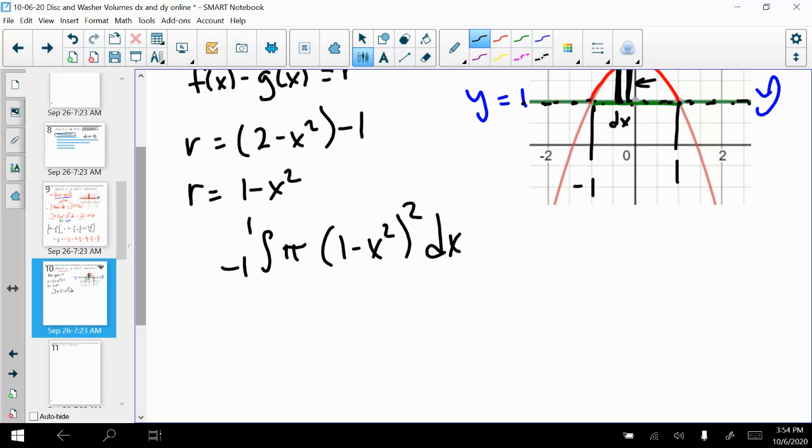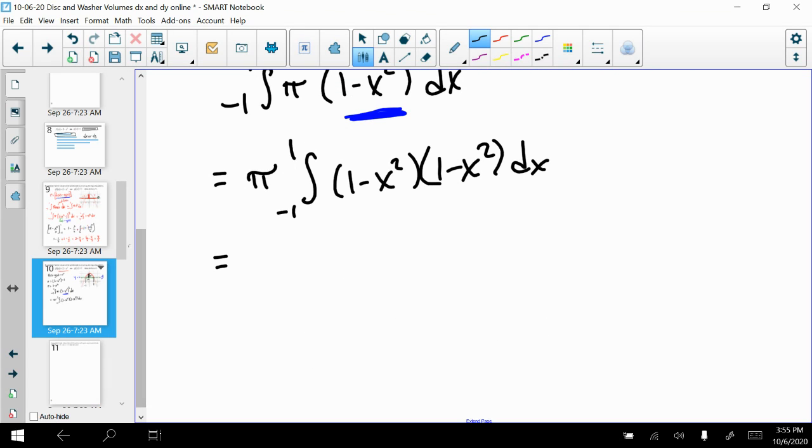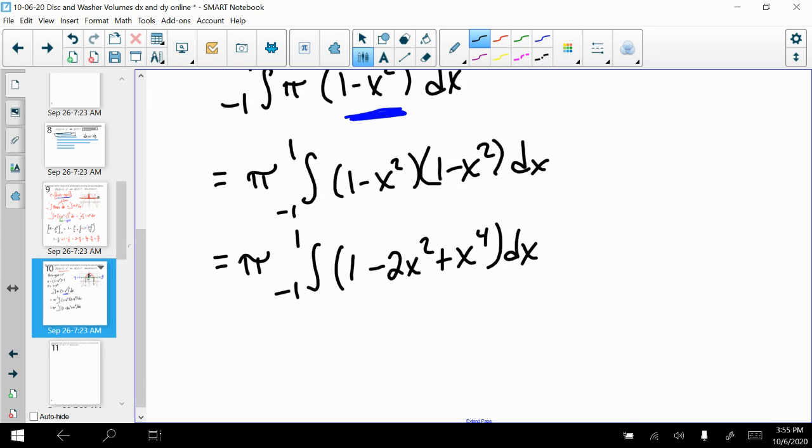So we need to distribute this out because we can't integrate this without distributing it. There's no x for our u sub, so make sure that we use our algebra. We'll move that pi out in front, -1 to 1, 1 minus x squared, 1 minus x squared. I usually write it out so that I don't make the mistake of leaving things out. So 1 minus 2x squared plus x to the 4th. I have been losing negatives left and right on this today, so I'll try not to lose any negatives here. Now we integrate.